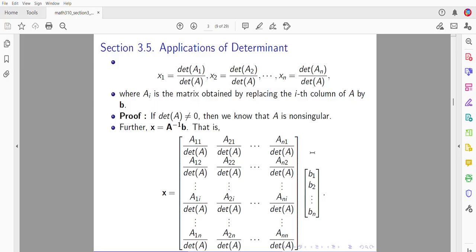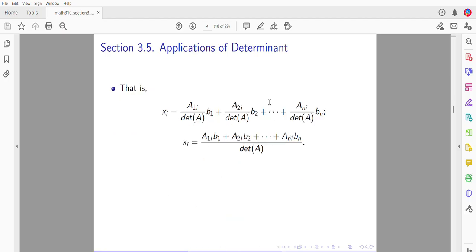So notice this is n by n. This is n by 1. So the result will be n by 1. That is a column. A matrix times a column will be a column. So the ith entry will be, you go across in this direction, multiply in this direction. A1i, B1, A2i, B2, all the way Ani, Bn. Notice you are dividing by determinant A for each term.